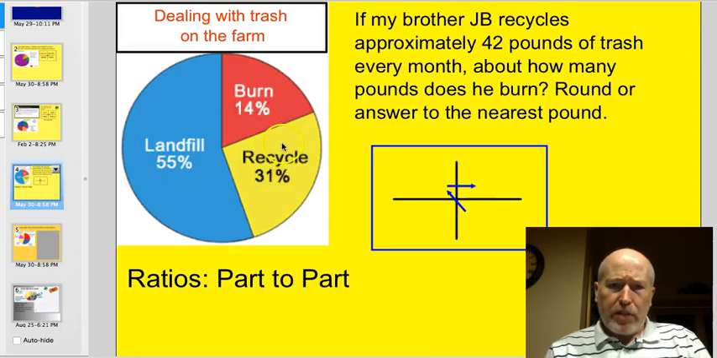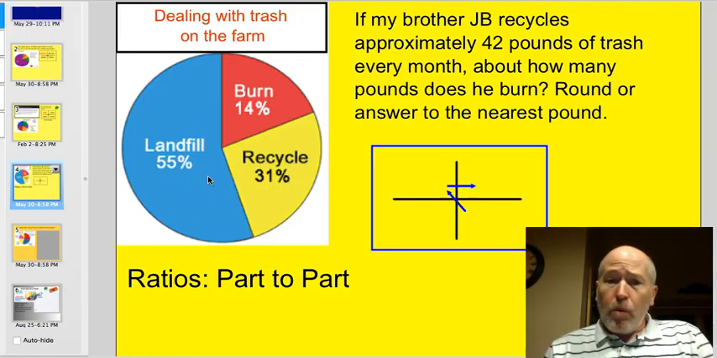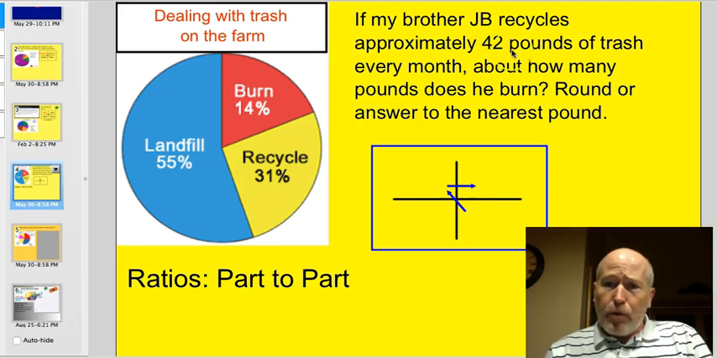My brother JB lives on a farm and he gets rid of his trash in 3 different ways. Some of it he burns, 14%, 31% he recycles, and then some is sent to waste management to the landfill. So what we're trying to find out here is it says that he recycles about 42 pounds of trash every month. About how many pounds does he burn? Round your answer to the nearest pound.